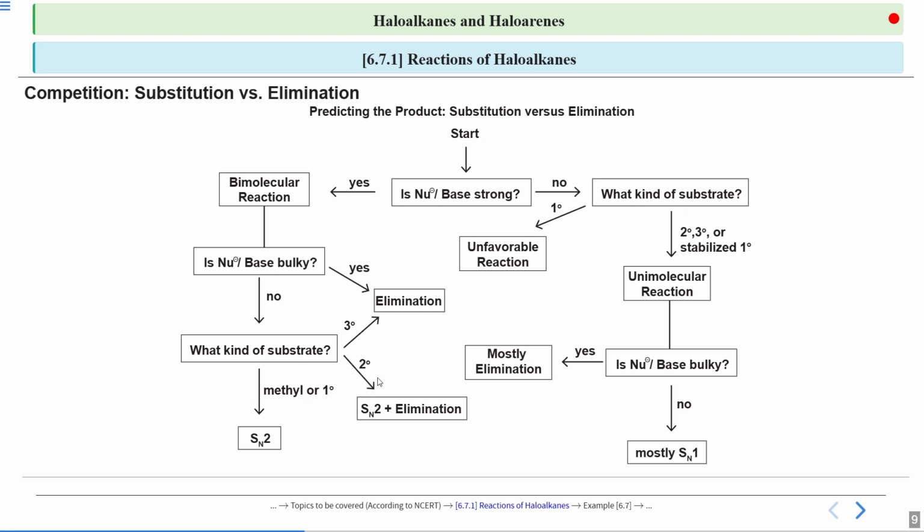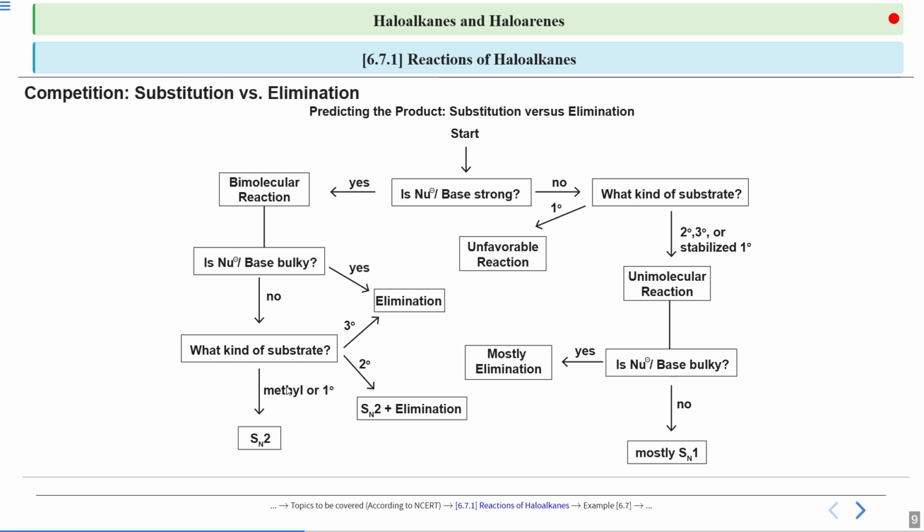So if the substrate is secondary, then it can majorly go with the elimination reaction, but based on the nature of your substrate and the nucleophile, you can also go with the SN2 mechanism. SN2 means substitution nucleophilic bimolecular, where the order of the reaction is 2, and the rate depends upon the concentration of both the alkyl halide and the nucleophile, right?